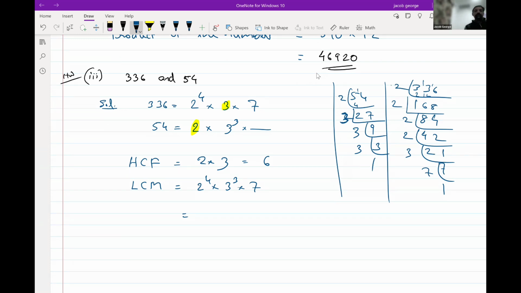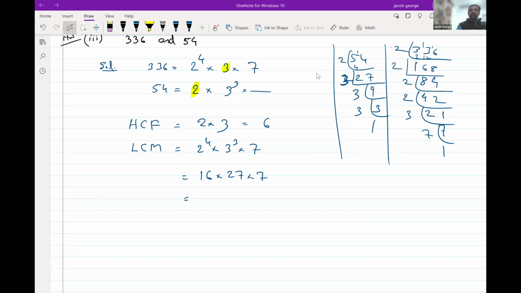Multiply. 2 raised to 4 is 16. 3 cubed is 27, into 7. Multiply this. 16 into 27, that into 7. Yes, Raswana and Abhirami got the correct answer. 3024. Those who got 3024, please put the tick mark. How many of you got 3024 here? Yes, you can put the tick mark. Others, please do the correction. 3024.